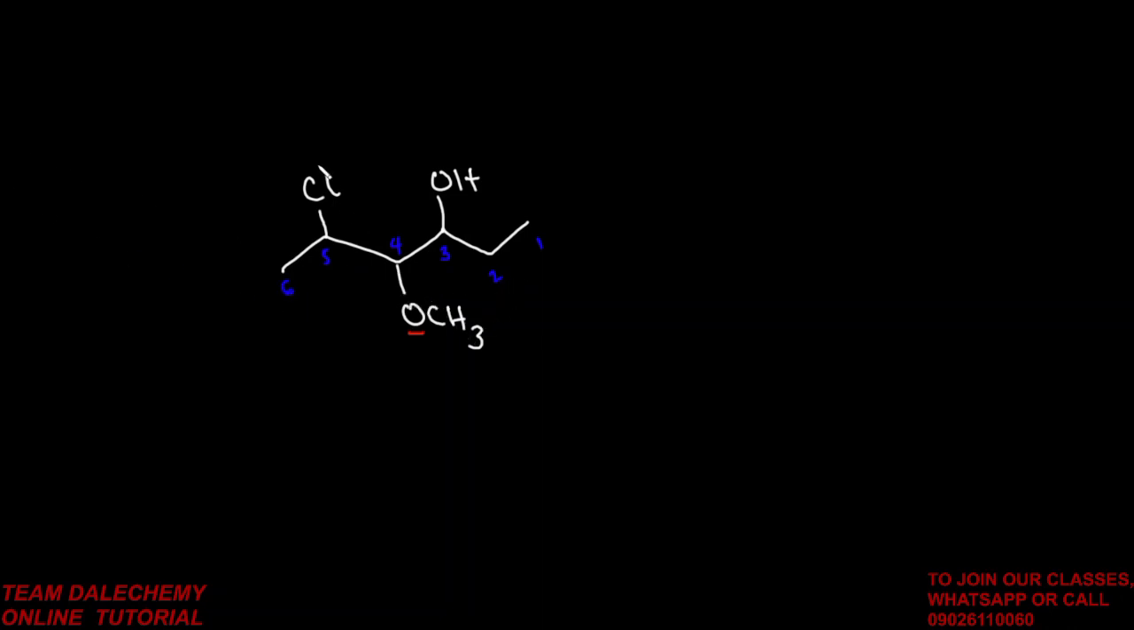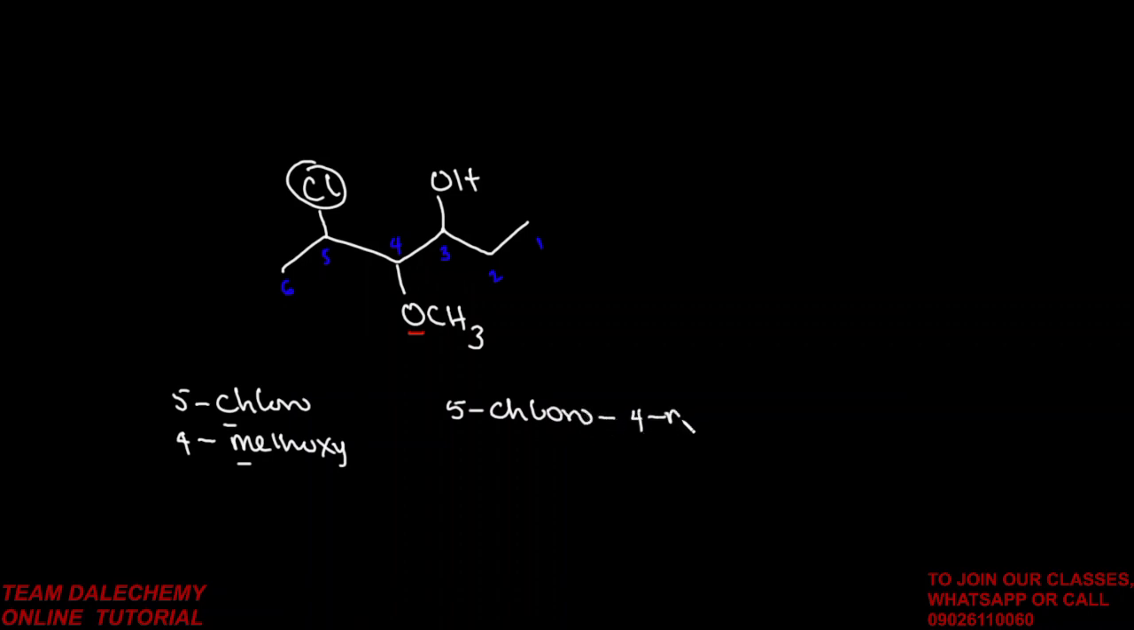So here we have a substituent at the 5th carbon, which is chlorine, and we have another substituent at the 4th carbon. So we have 5 chloro, and we also have 4 methoxy. Alphabetically, C comes before M. So the name of this compound will become 5 chloro, 4 methoxy, then 1, 2, 3, 4, 5, 6, hexan-3-ol. So that will be the name of this compound.